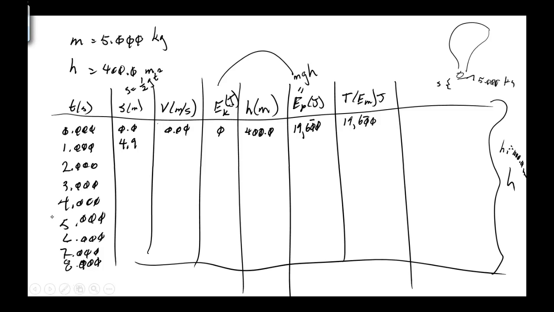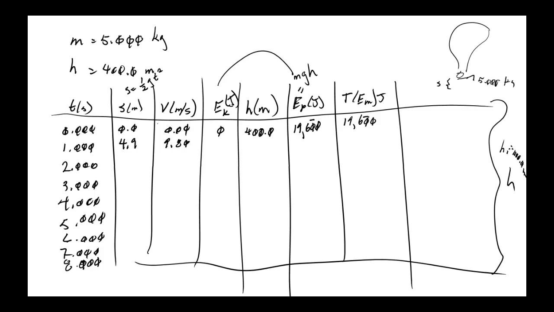Now, what is velocity after 1 second? Well, your acceleration due to gravity is 9.80 meters per second per second, meters per second squared. So that means it would be 9.80 meters per second, because in 1 second, it would pick up speed that much.